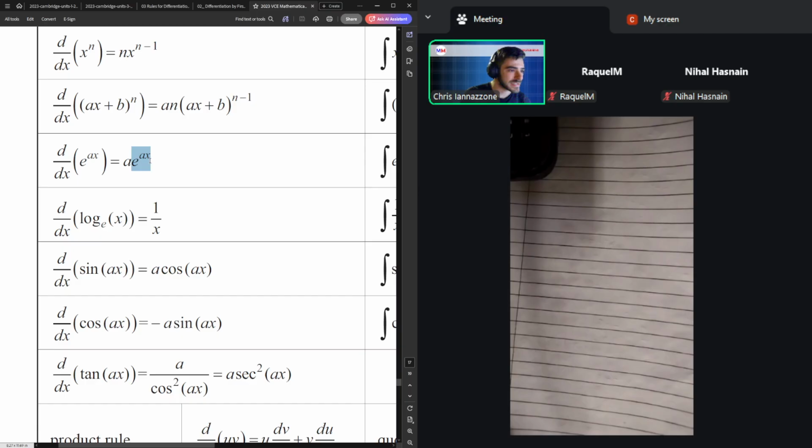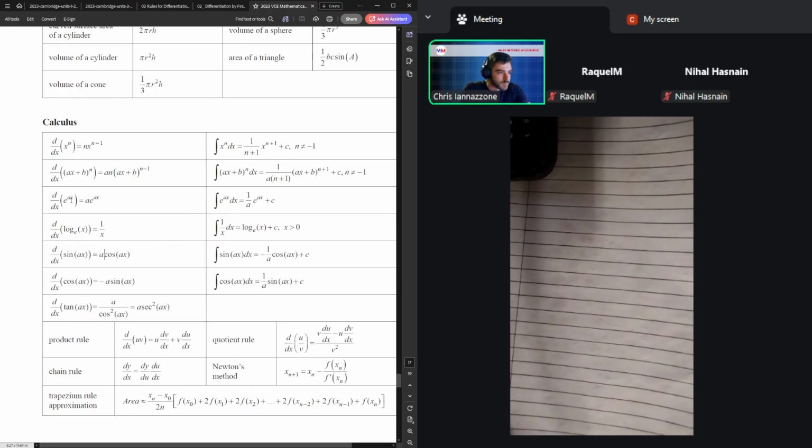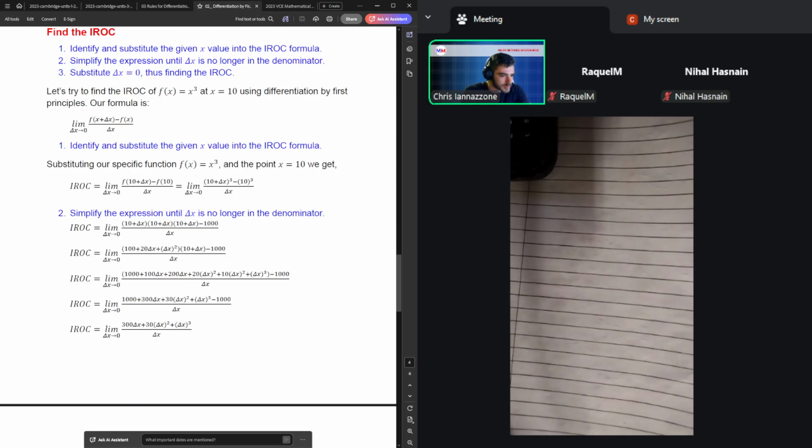So instead of having e to the ax, you now have a e to the ax. Instead of having cos, you now have a cos. As for why that is, we'll have a look at that now. So let me pull up the chain rule.